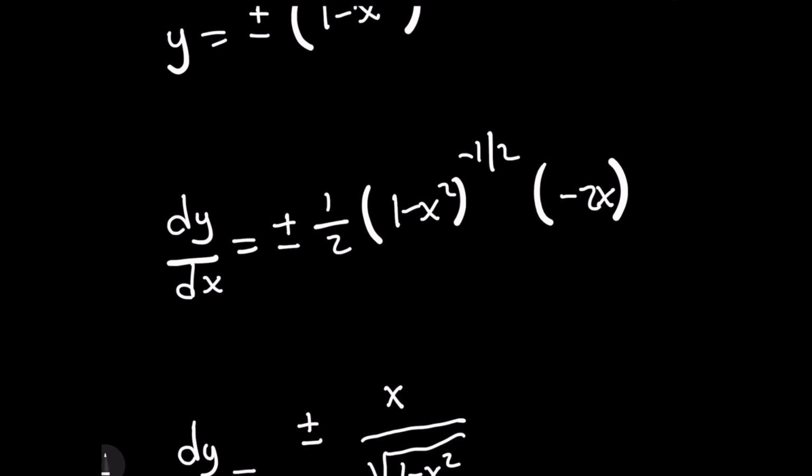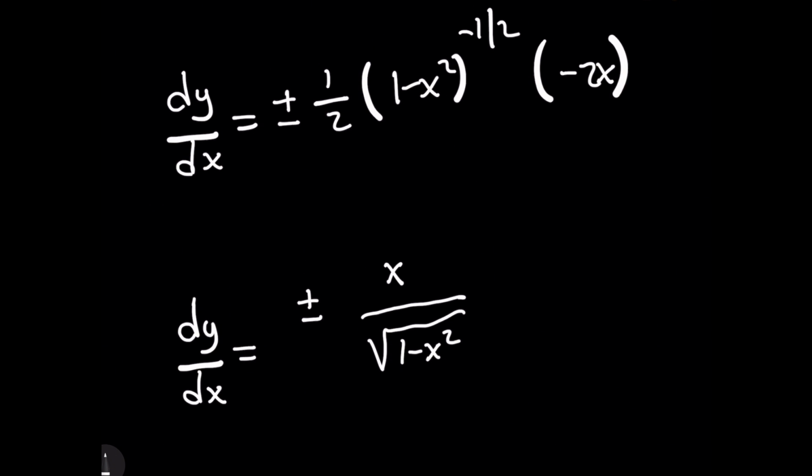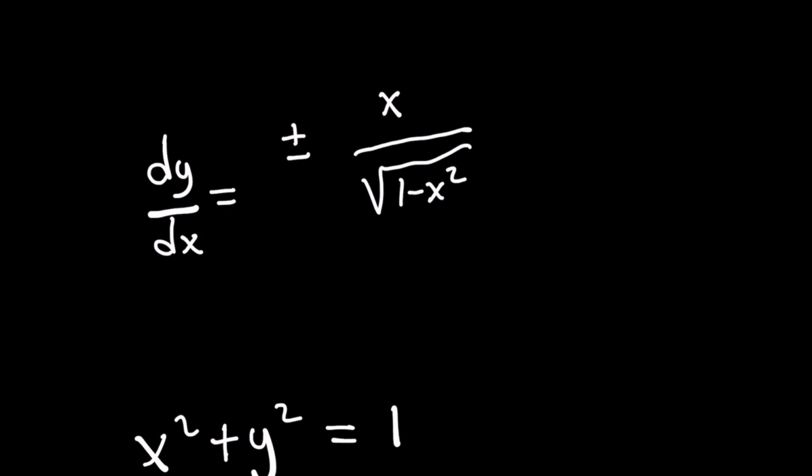So for the outside, we bring the old power of 1/2 out in front, and then we subtract 1 from it, leaving the inside intact. And then we multiply all of that by the derivative of the inside, which would just be negative 2x. And when you simplify this further, the plus and minus 1/2 times negative 2x reduces to just plus and minus x. And then for the negative 1/2 power, I want to rewrite it as a radical here on the denominator.